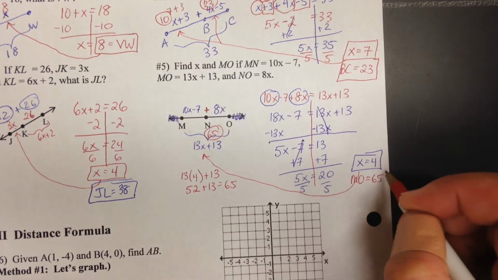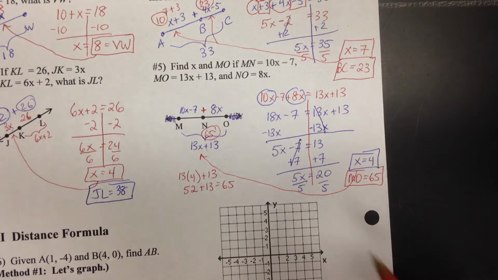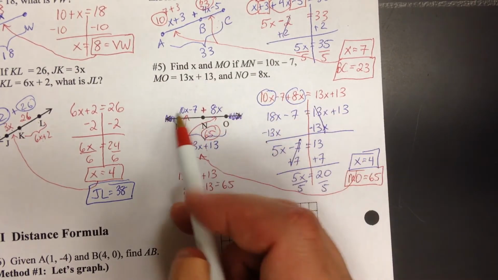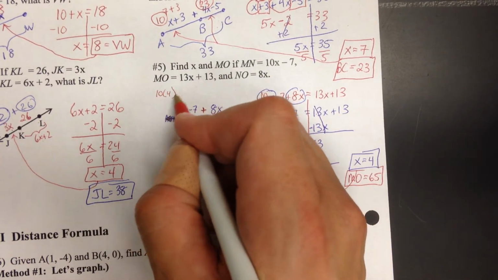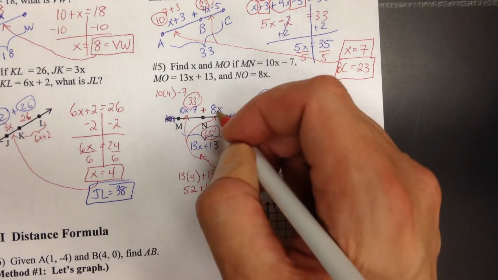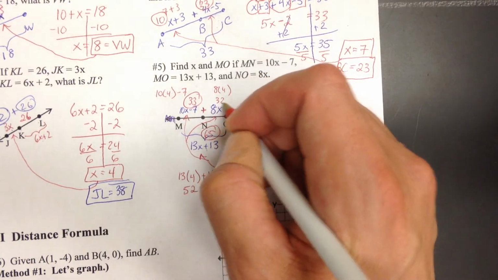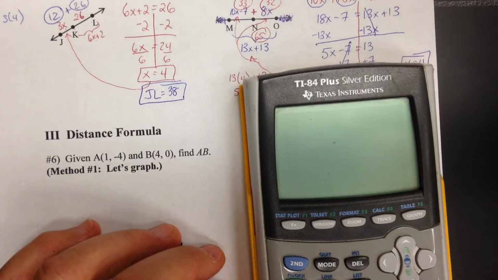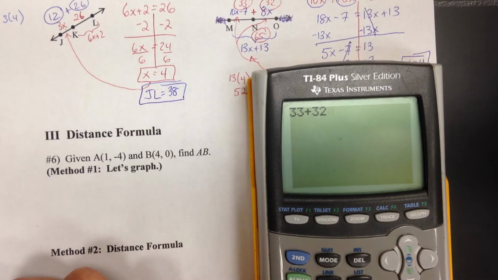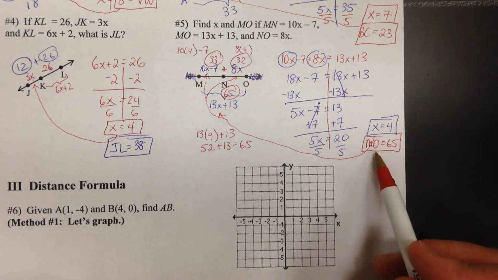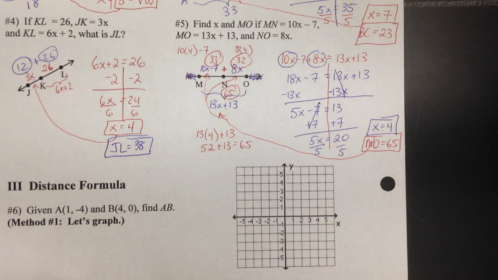MO equals 65. Now I can check by plugging it in to these two places. So if I do 10 times 4 minus 7, that'll be 40 minus 7, this is 33. And then 8 times 4 is 32. And I'll take the calculator now. Let's see here. The question is 33 plus 32 equal to 65, the whole thing. Bingo. All right, so that's good. So that means my x is correct, and the length of MO is 65, and that is the end of the notes.